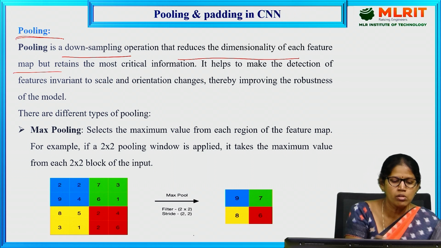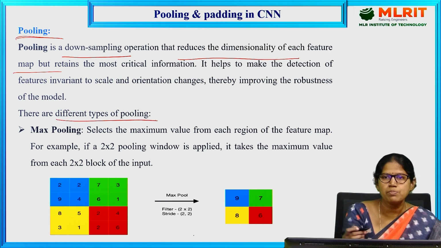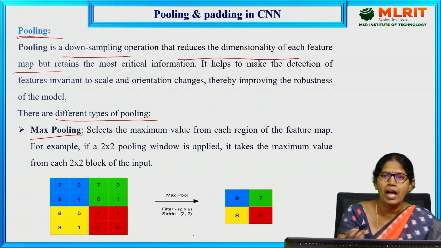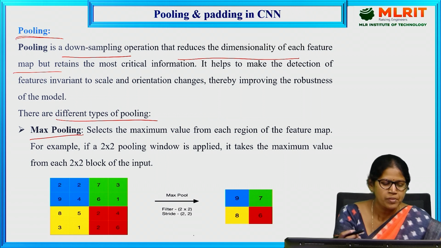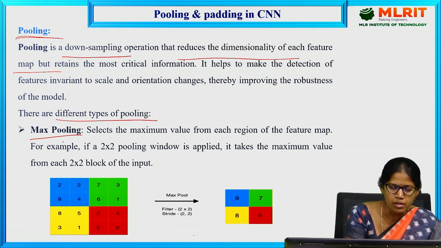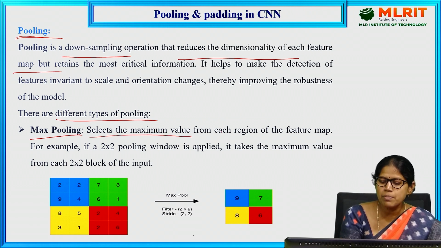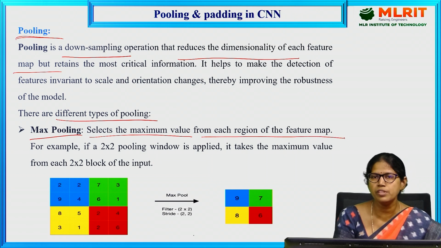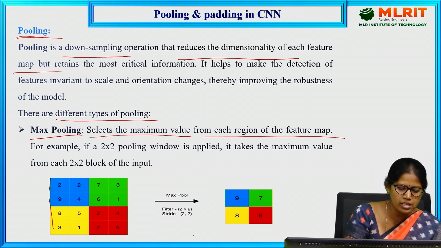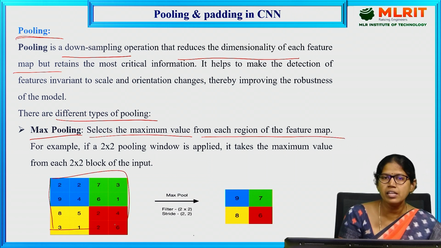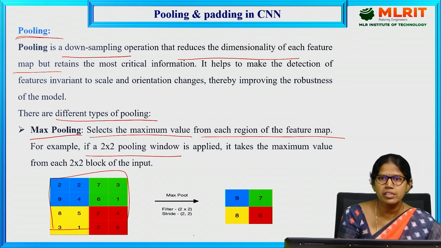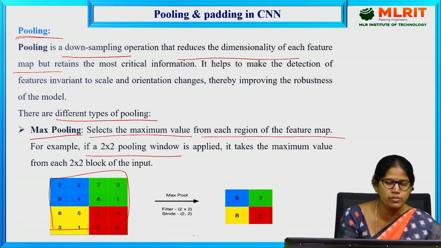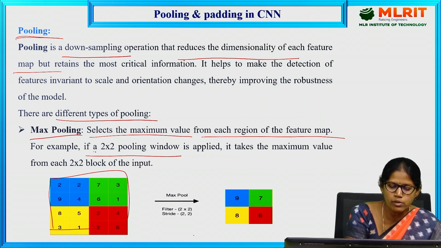Okay, so there are different types of pooling: max pooling, average pooling, and global pooling. Let's see the max pooling. Max pooling selects the maximum value from each region of the feature map. For example, consider this is the feature map. If we use a 2x2 pooling window, then 2x2 or 3x3, based upon the feature map, it will take the size of that pooling. So here we have taken 2x2.